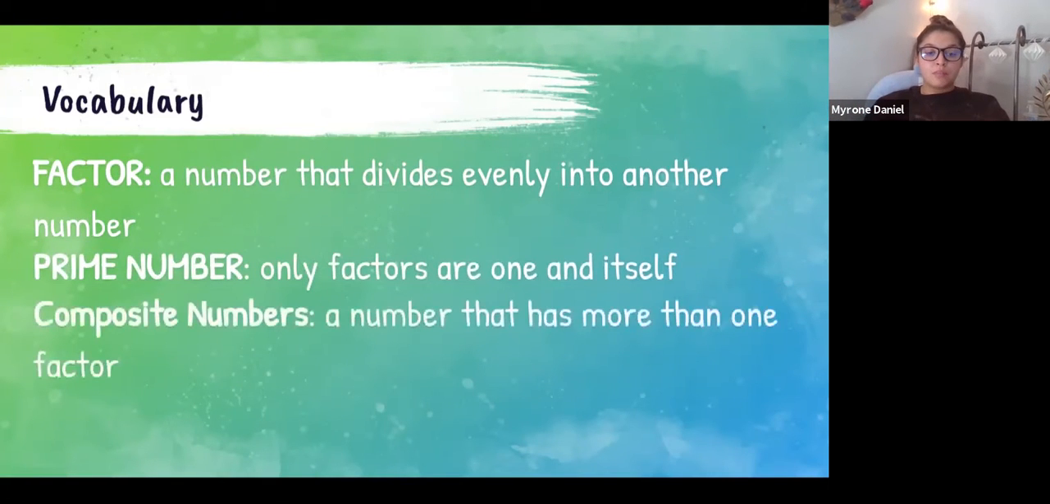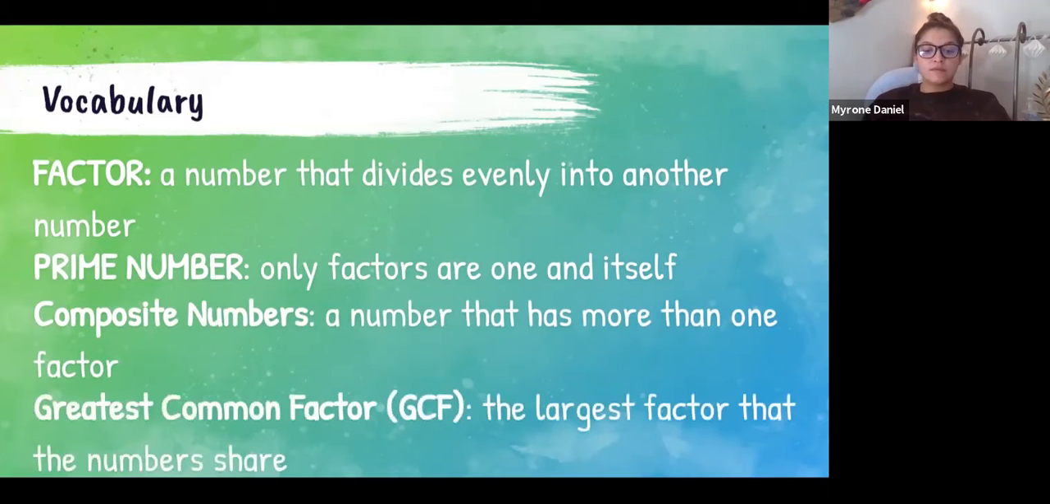A composite number is a number that has more than one factor. So 4 is 1 and 4, and 2 and 2. But again, I'm going to show you later on in our lesson what a prime number and a composite number are. And the greatest common factor, or GCF, is the largest factor that numbers share. So if 2 numbers or 3 numbers share it, that's the greatest common factor. And remember, a factor is a number that divides evenly into another number.